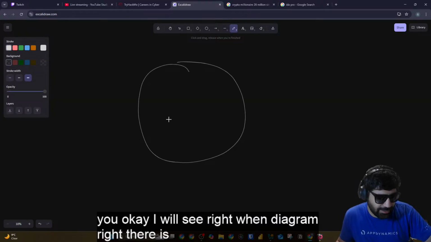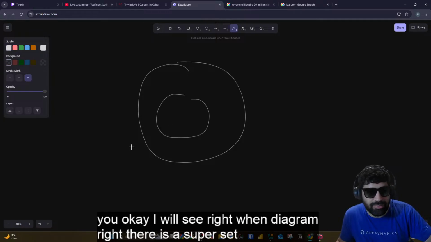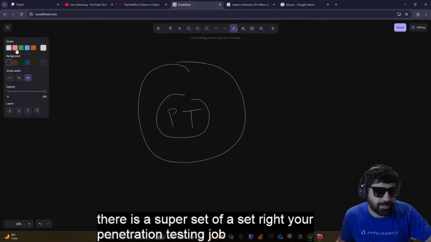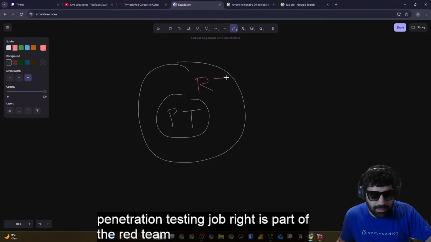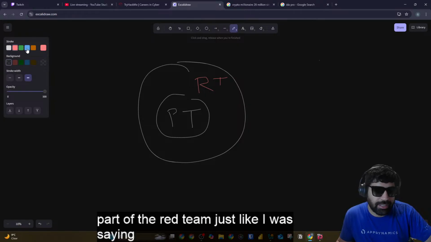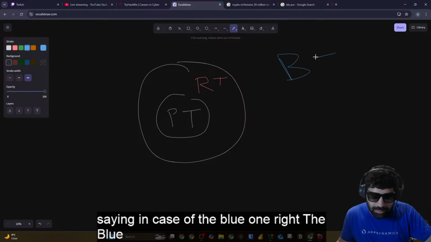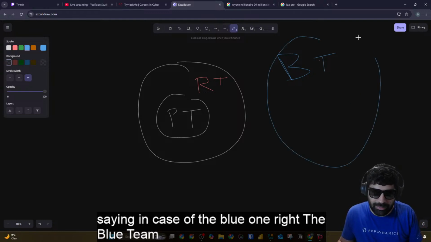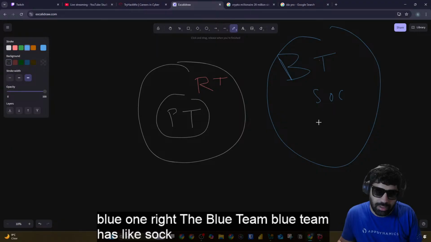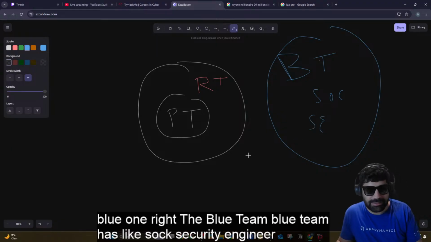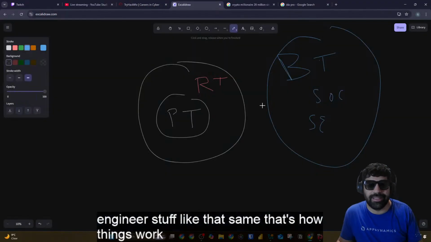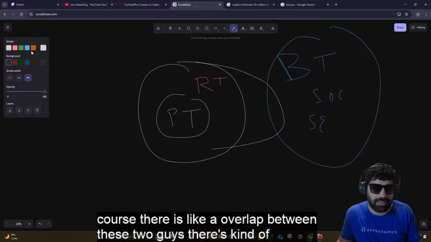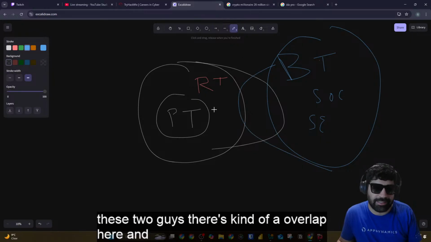I was just saying, Venn diagram. There is a superset of a set. Your penetration testing job is part of the red team. Just like I was saying, in case of the blue team, the blue team has SOC, security engineer, stuff like that. Same, that's how things work. And of course there is an overlap between these two. And this is called the purple team.